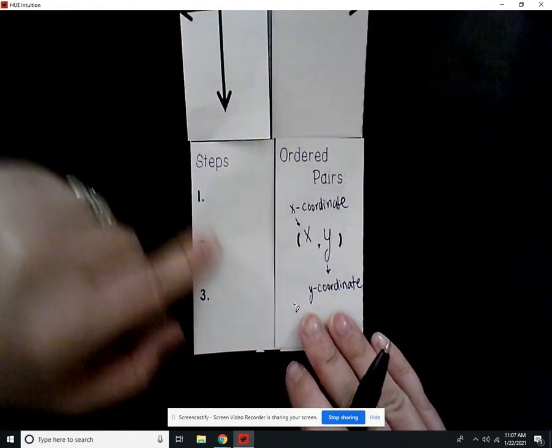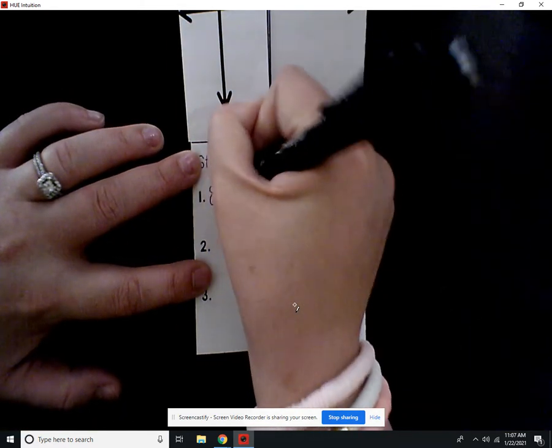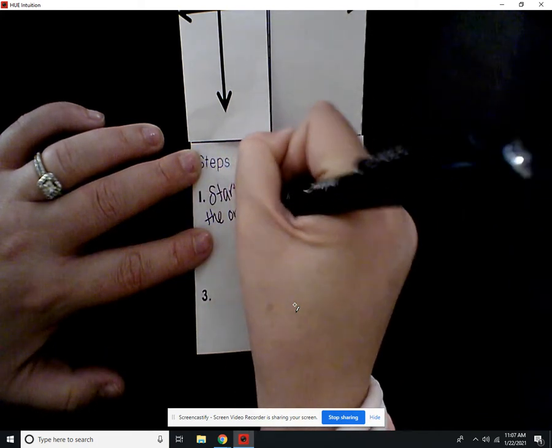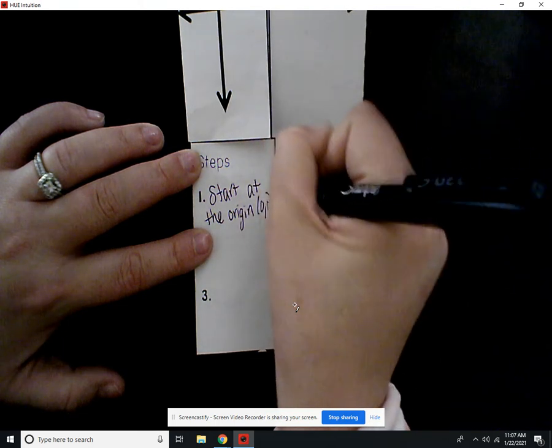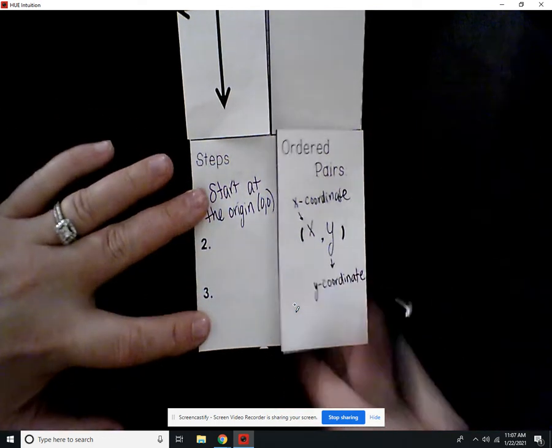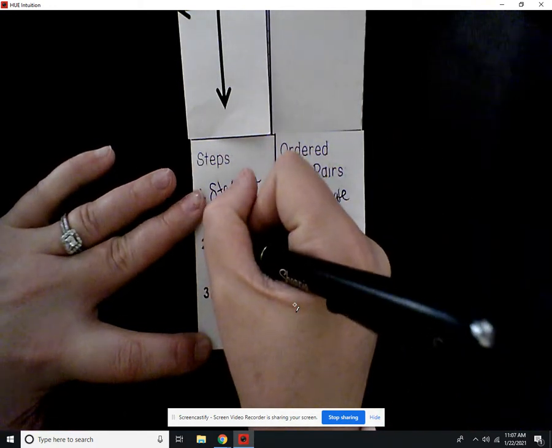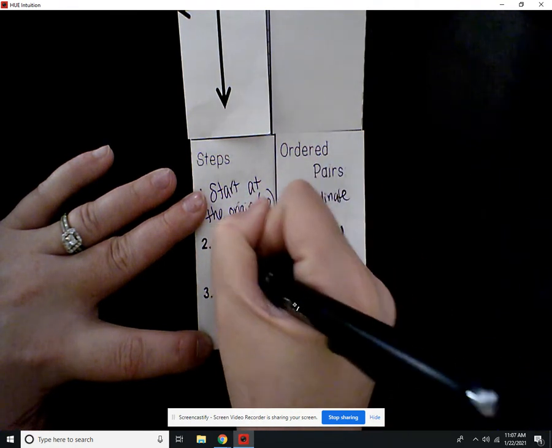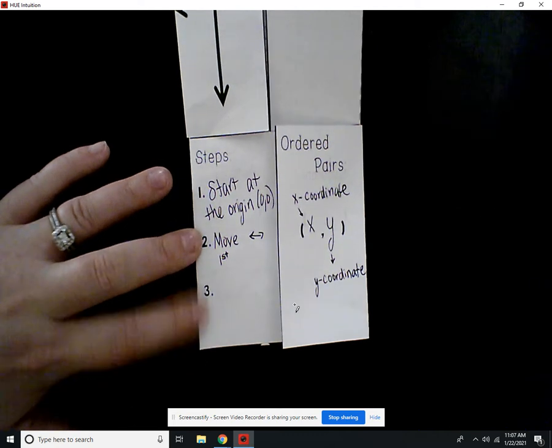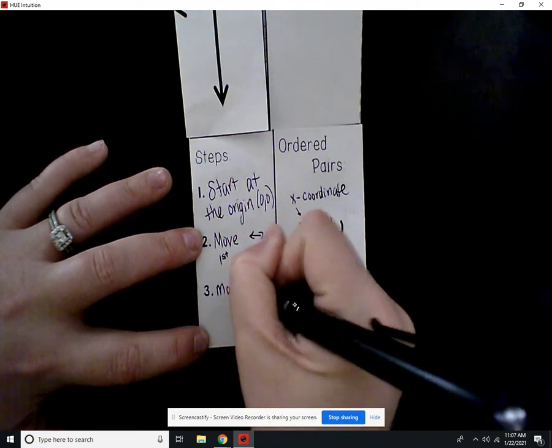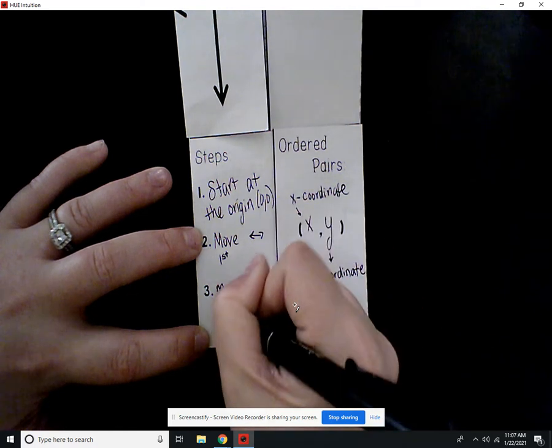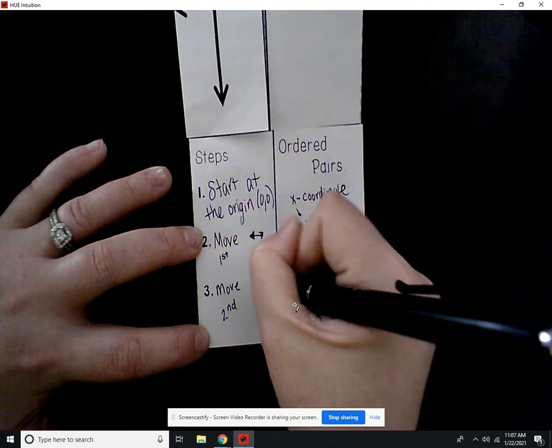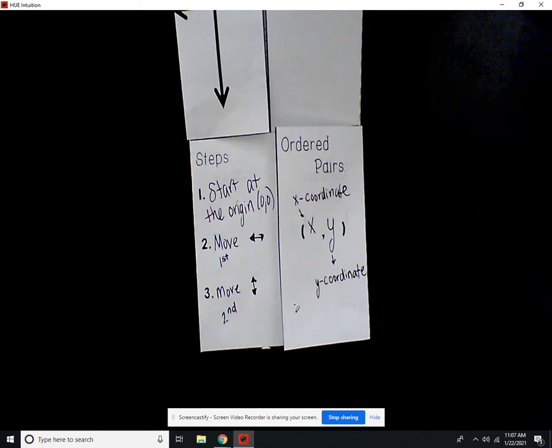So there's an order to what we do. Step 1, start at the origin. Remember, your origin is the center of the graph, which is your 0, 0. Next, we move left and right first. And then after that, we move up and down second. We do have an order, and it does matter how you go. So we go left or right first, and then up or down second.